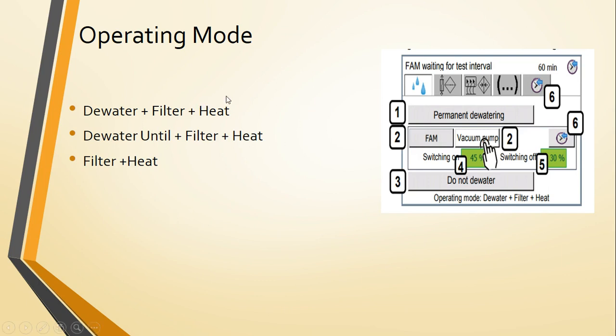There are three modes in which our oil purifier can operate: permanent dewatering plus filter plus heat, dewatering until plus filter plus heat, and filter plus heat. If you select permanent dewatering plus filter plus heat, your oil purifier will dewater and dehydrate the oil until it achieves 0% water content, and you can set the vacuum pump on and off value. In filter plus heat, in this mode you can just filter your oil.